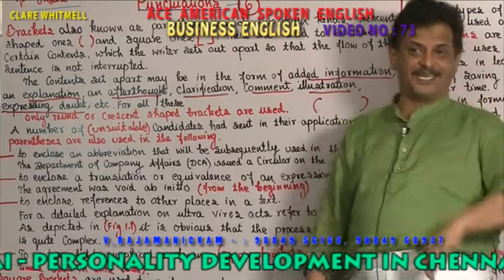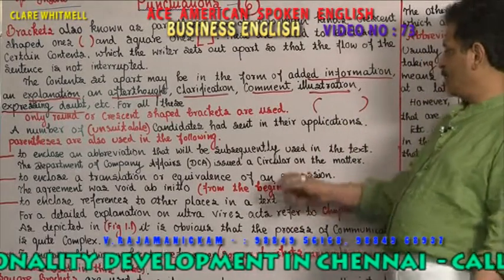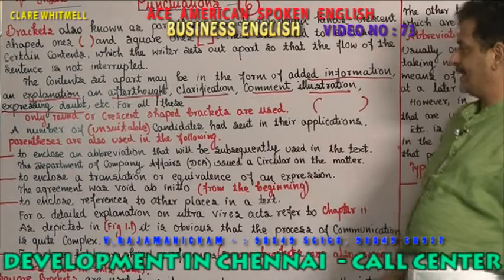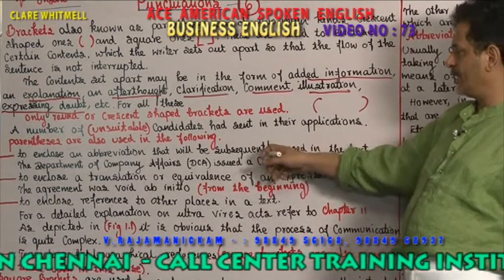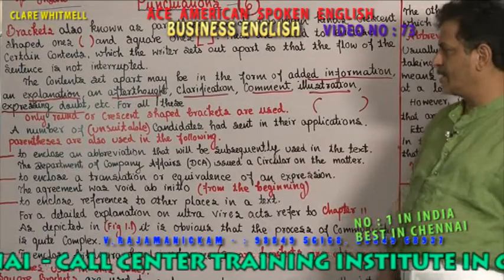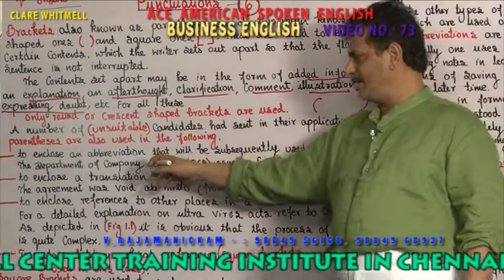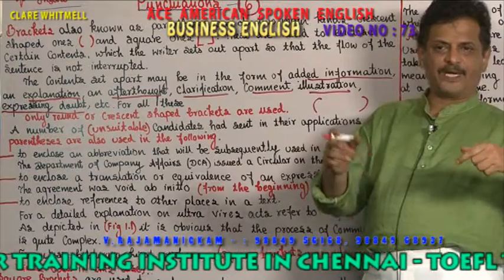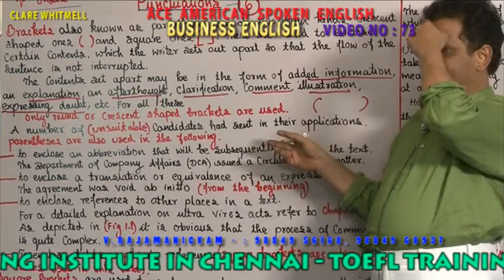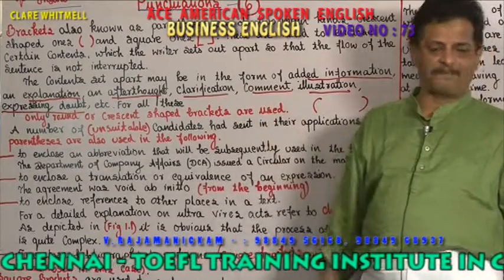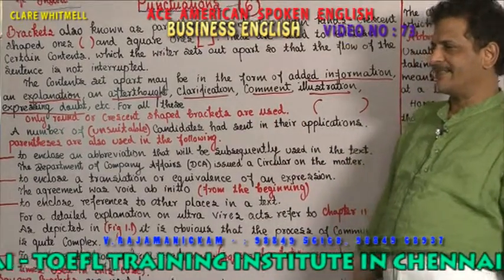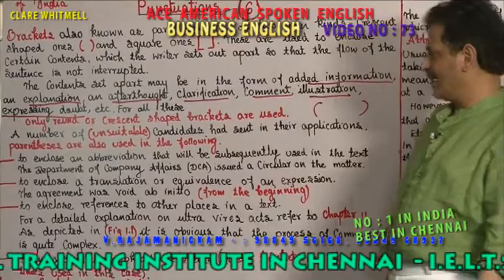So, in bracket you are writing DCA, issued a circular on the matter, right. This is one place you are using brackets, to enclose an abbreviation that will be subsequently used in the text. So, first you write Department of Company Affairs and the abbreviation in brackets, right. In later stages you are writing DCA, DCA, DCA. So, you have to understand that DCA is Department of Company Affairs.